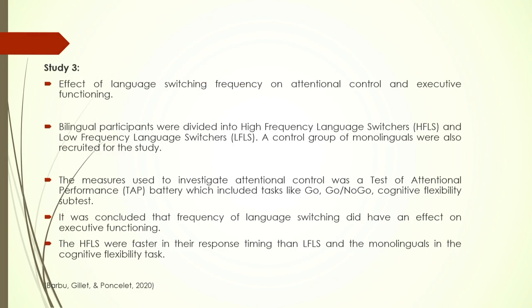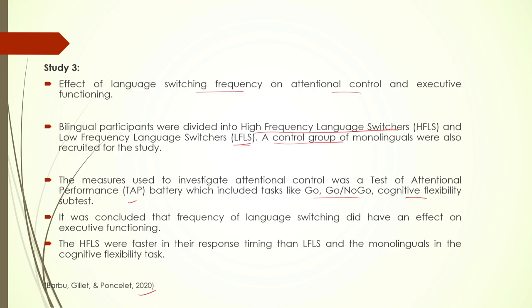Study 3 was carried out in 2020. They looked at the effect of switching frequency on attentional control and executive functioning. They used a different questionnaire altogether, a different mechanism to divide the participants, using which they created high frequency language switchers and low frequency language switchers groups. So, 2 groups, devised on the basis of a questionnaire, and they also had a control group of monolinguals. The measure used to study attentional control was the test of attentional performance, the TAP battery, which had a go no go and a cognitive flexibility subtest. There are all these different tests that they have used.